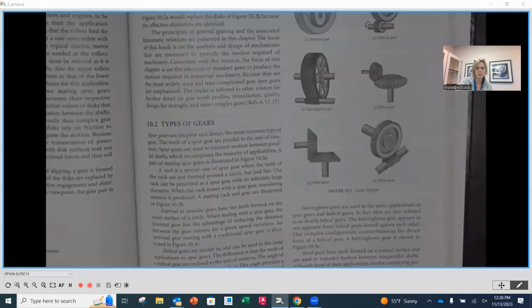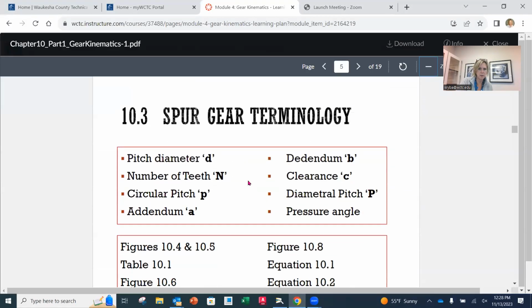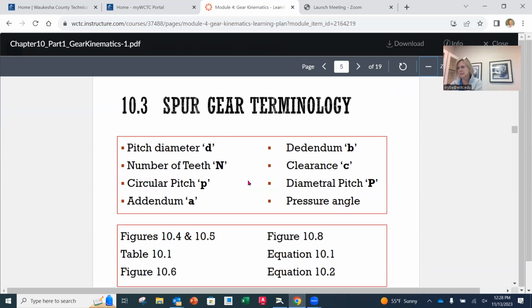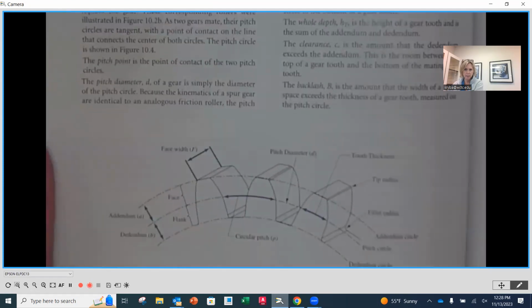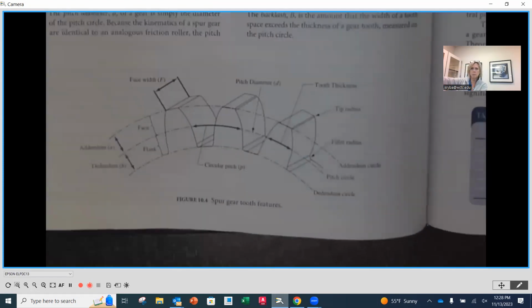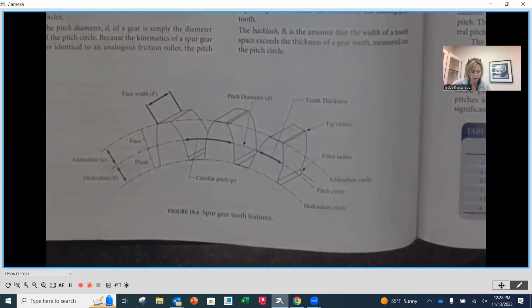Okay. Let's go back to our PowerPoint. So we talked about each one of those. Let's look specifically at spur gears. We're going to turn our page, and starting at the bottom of page 226, there are a couple of different figures we're going to be referencing. We're going to look at the profile, called an involute profile of a spur gear, and see a couple of teeth here to give us some baseline terminology.